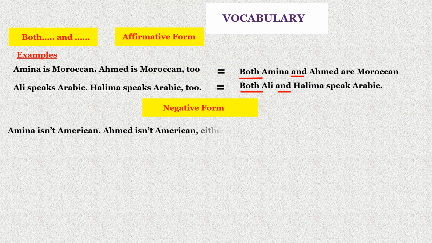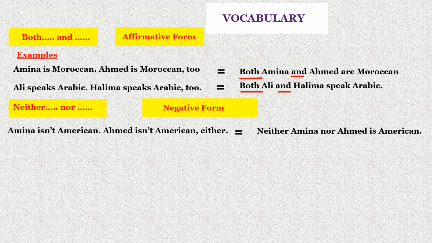Look at this example. Amina is American. Ahmed isn't American either. So if you see the difference here, we have is affirmative and here isn't negative form. So to join in negative form, we have neither Amina nor Ahmed is American. So it's neither nor.